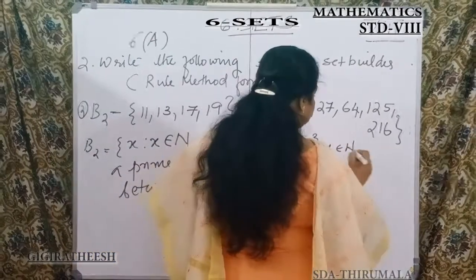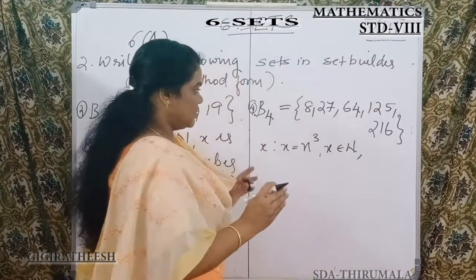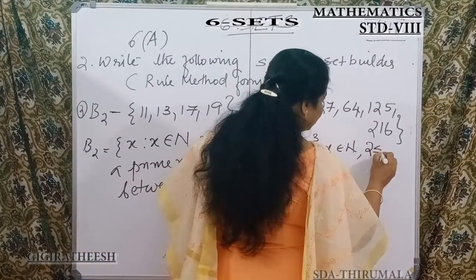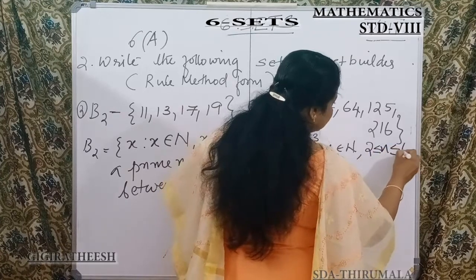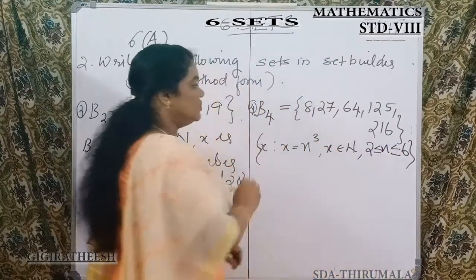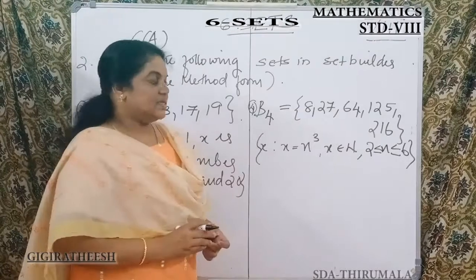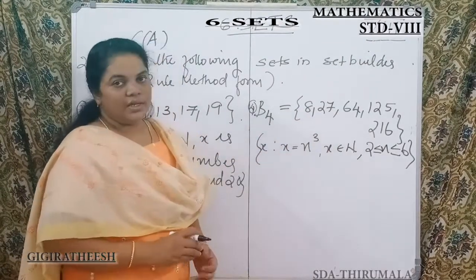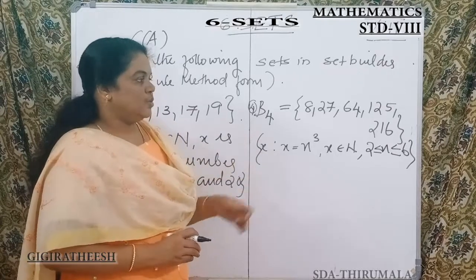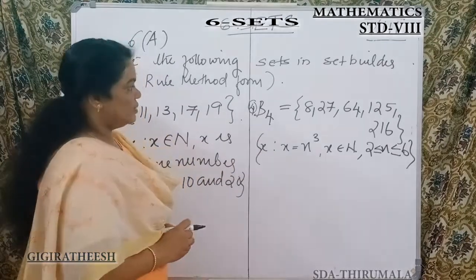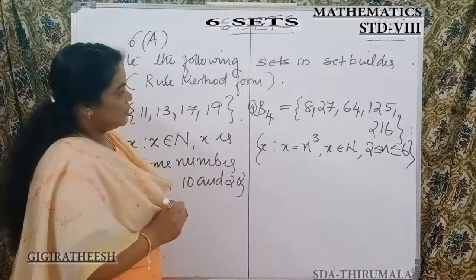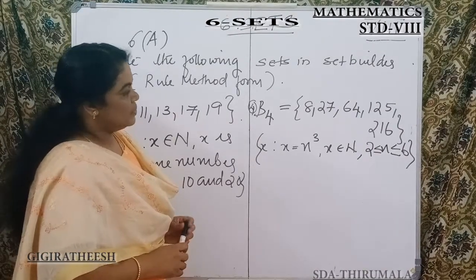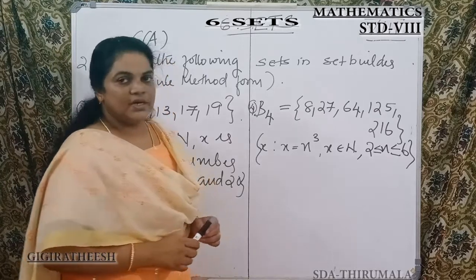And we can say there is a rule in between here, that is 2 less than or equal to n less than or equal to 6. These elements are in between 2 and 6, including 2 and 6. That is, 2 cube is equal to 8, 3 cube is equal to 27, 4 cube is 64, 5 cube is 125 and 6 cube is 216.